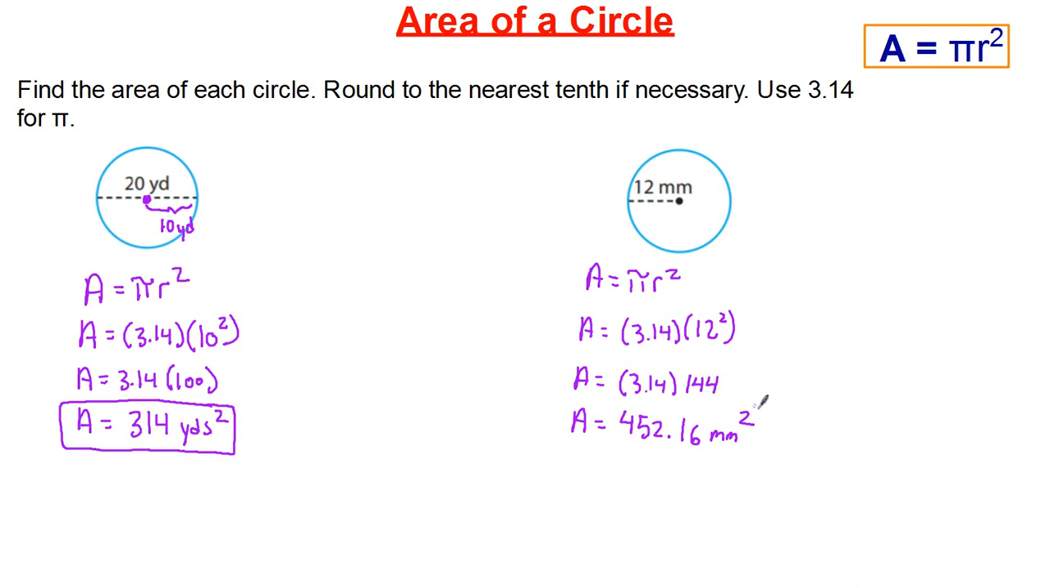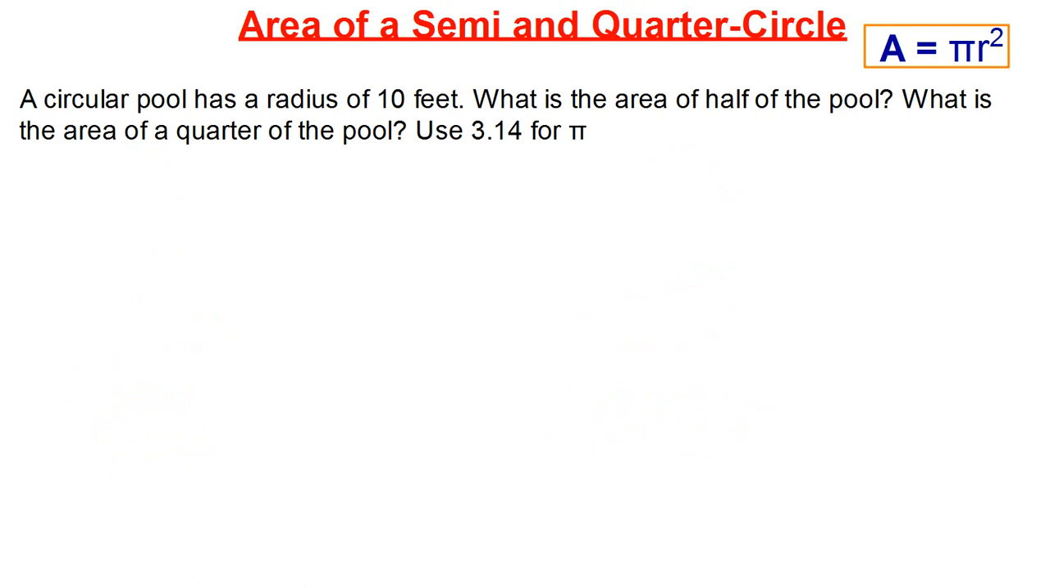Okay? And that's basically it, y'all. It's just plugging in and then identifying what is the radius and what is the diameter. Now let's go ahead and try one more example. So this is about semicircles and quarter circles.